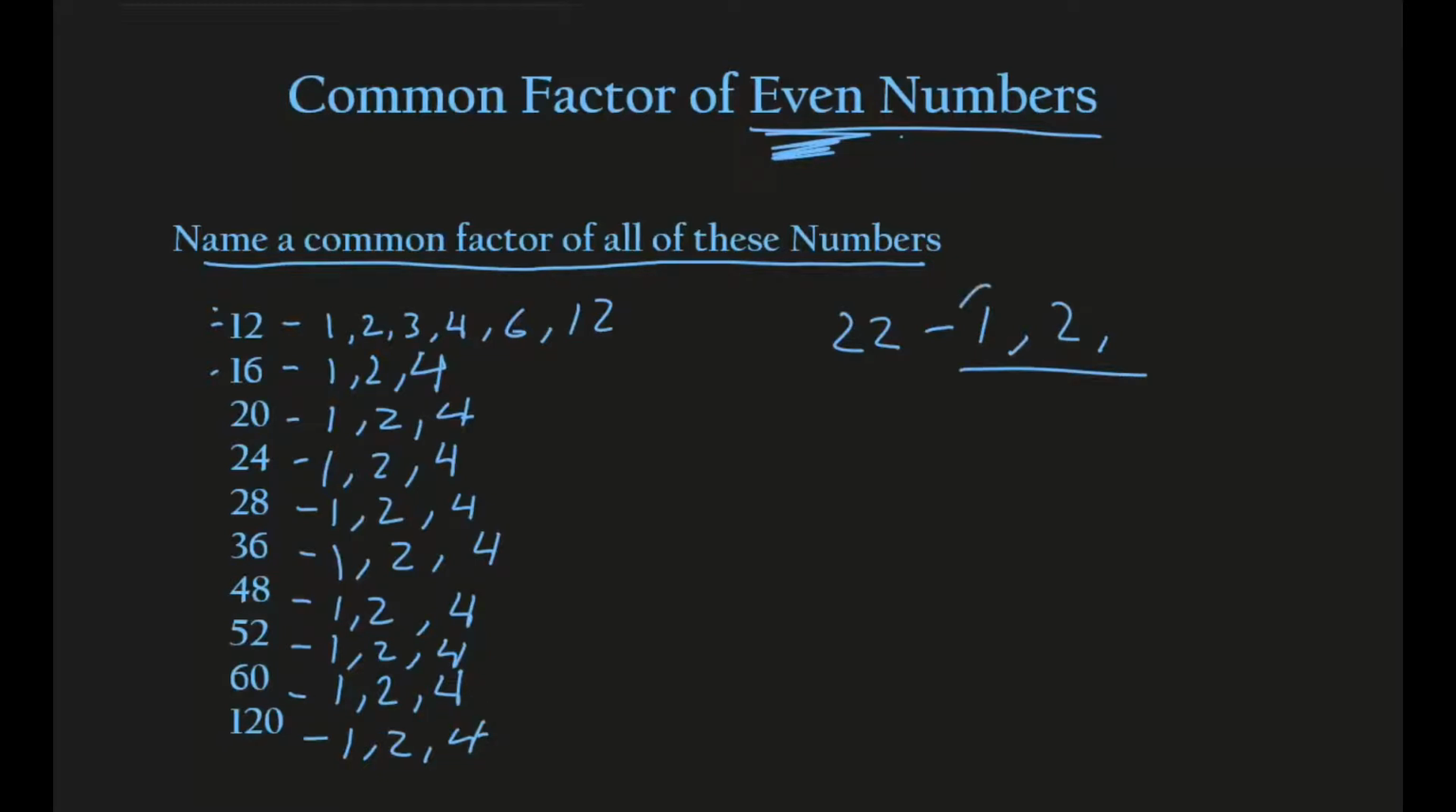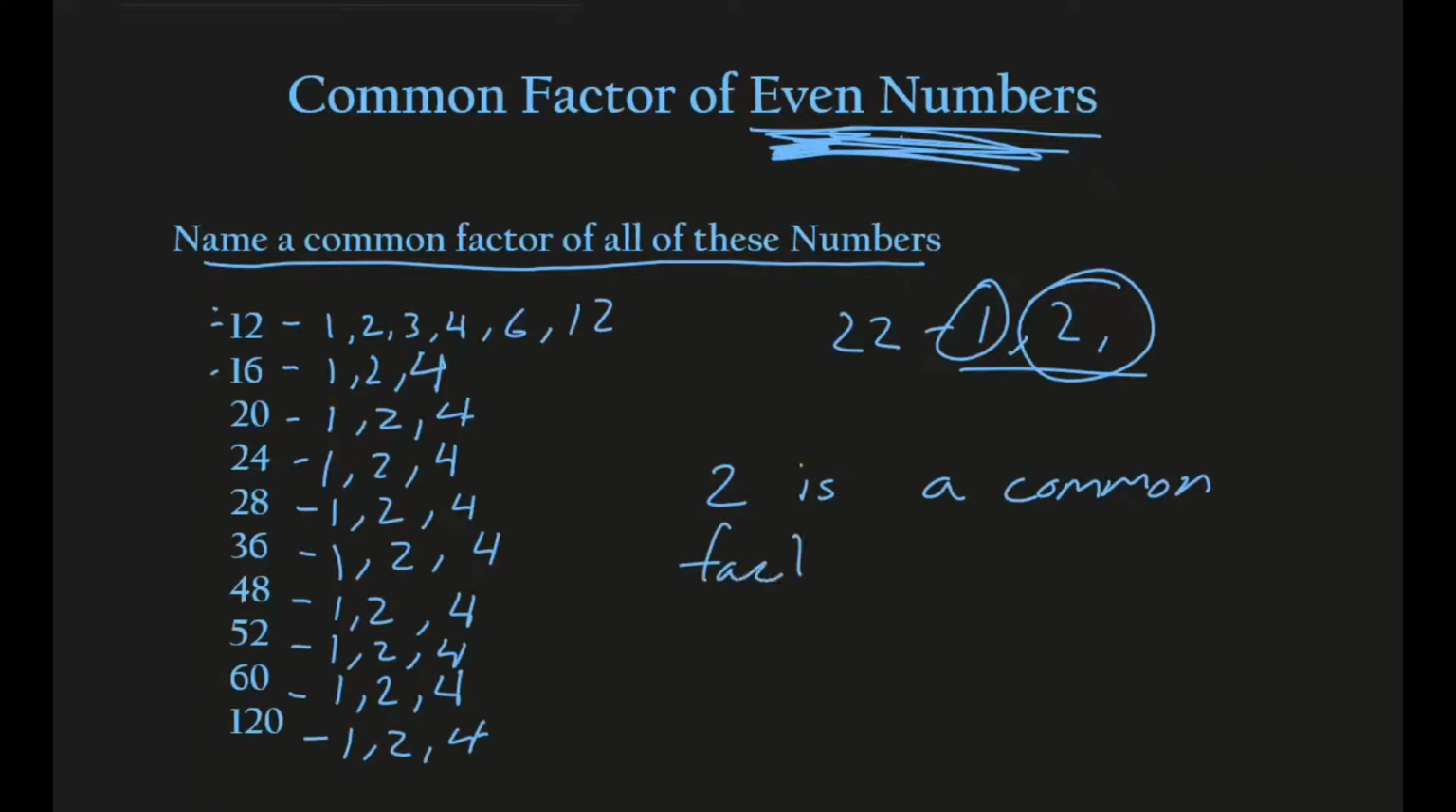1 is obviously a factor of every single number. So our common factor for even numbers is 2. So 2 is a common factor for every even number. So if you're writing this down in your notes, then this would be one of the things you would want to write down.